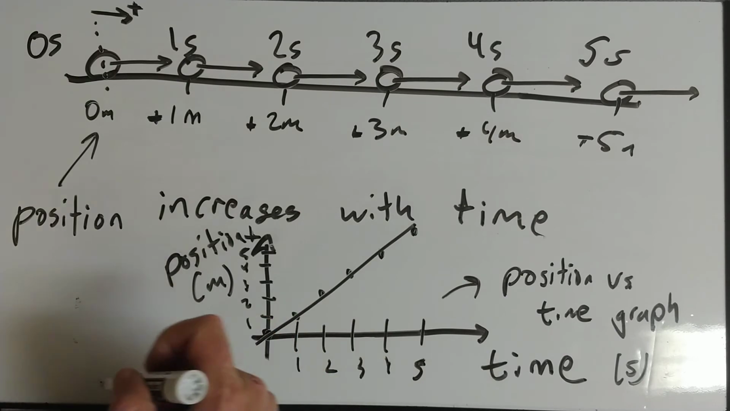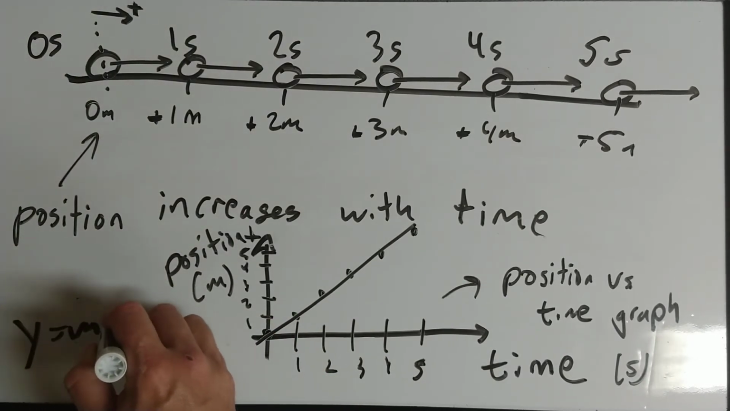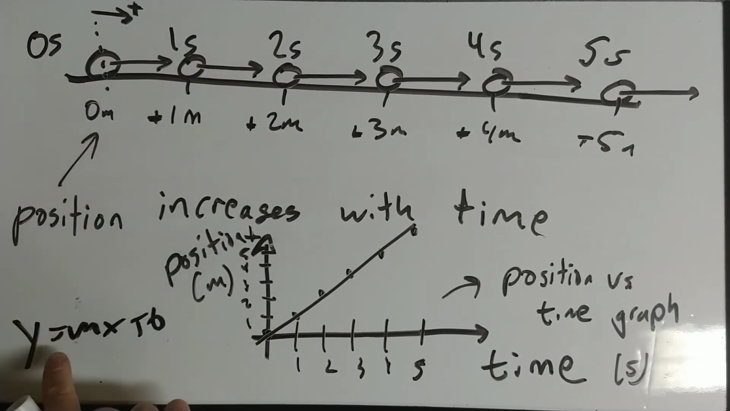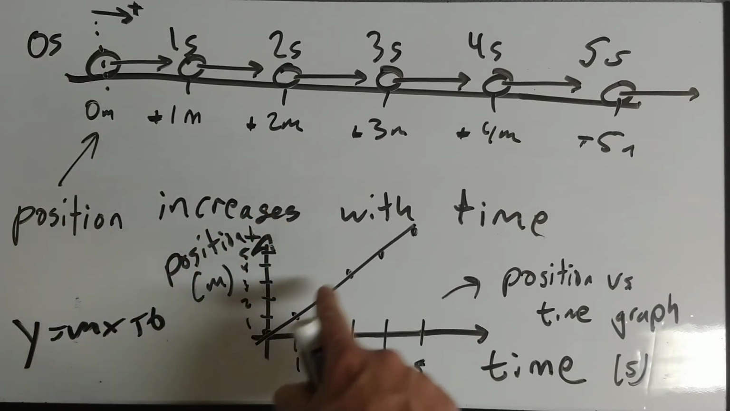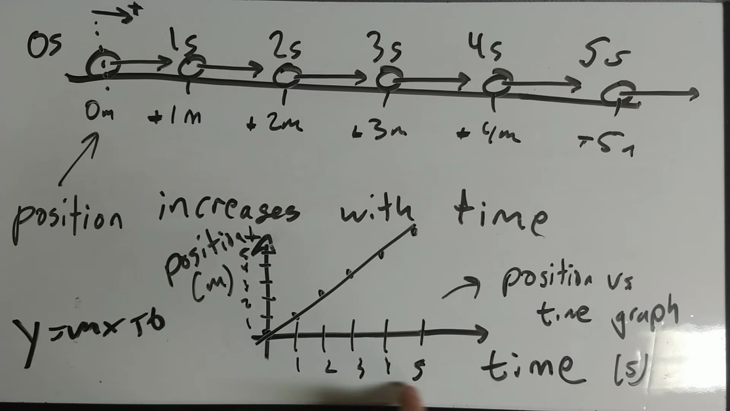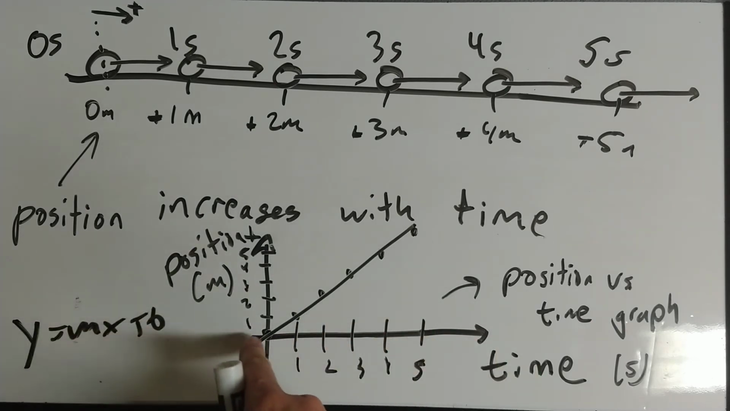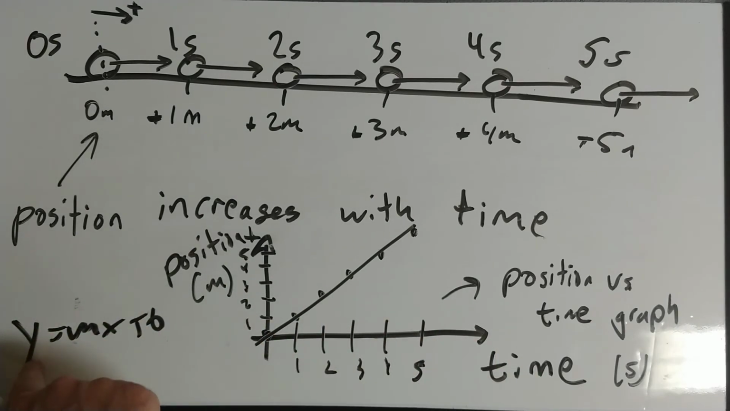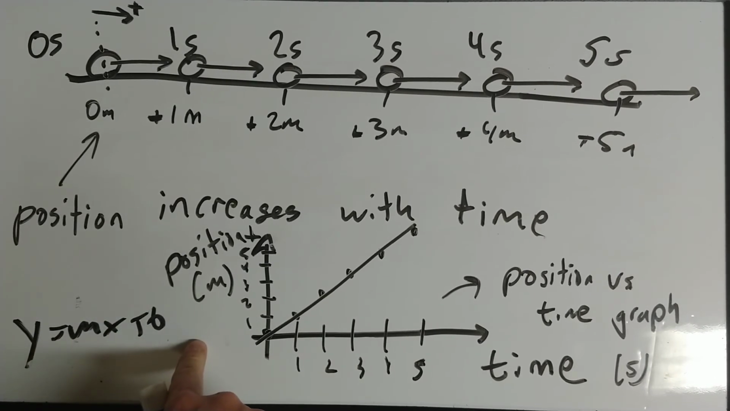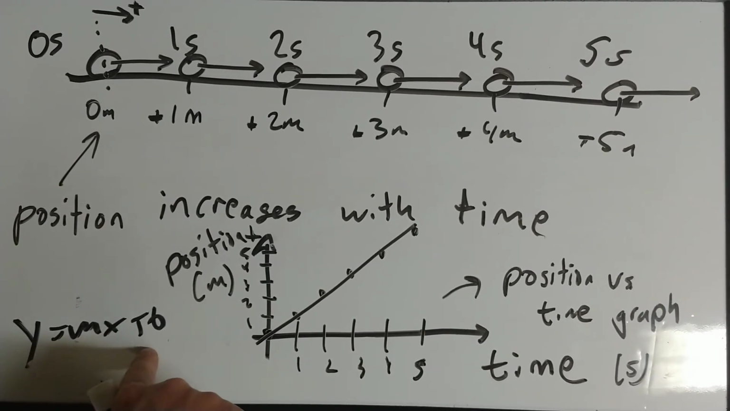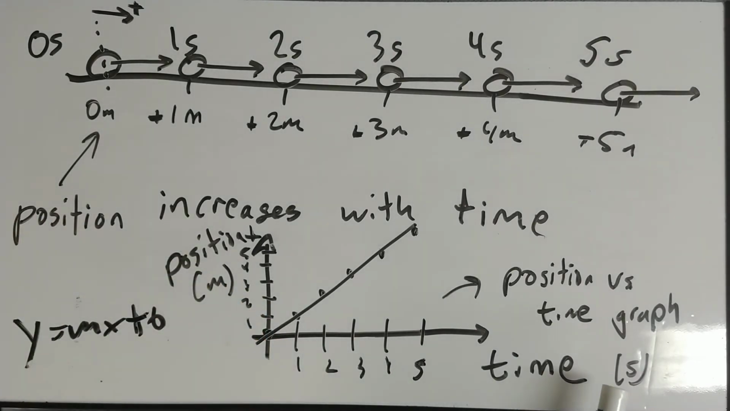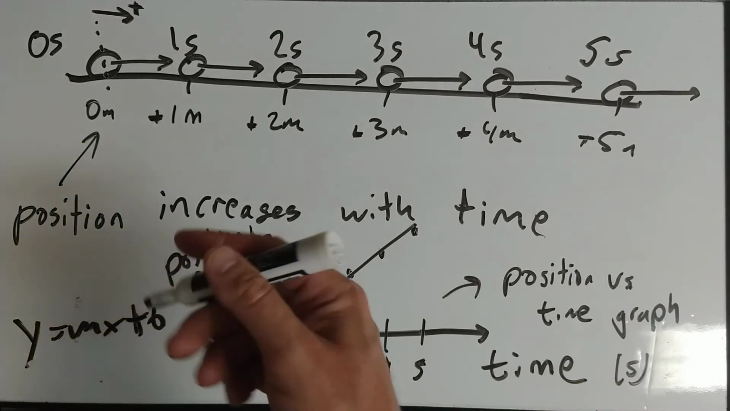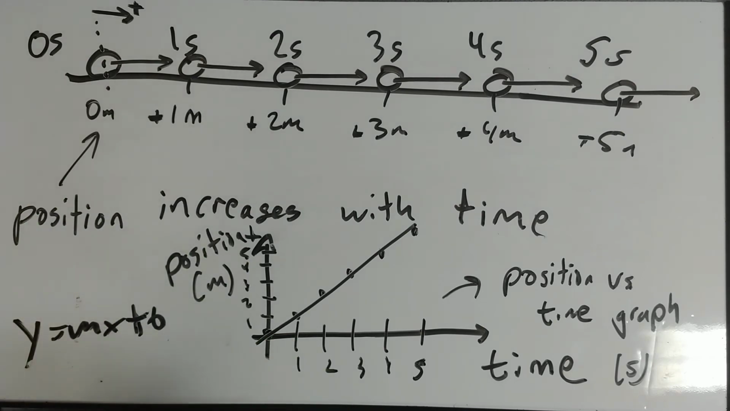Y equals mx plus b. Y is the y variable. M is the slope of this line. X is the variable that's on the x-axis. B is the y-intercept. Those letters all mean something. My handwriting's getting messy. Here's my second video of the night. I'm going kind of fast. So y equals mx plus b means something, and we'll talk about that a bit more in class.